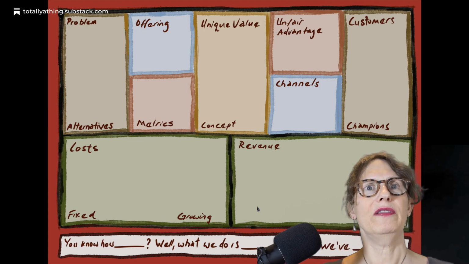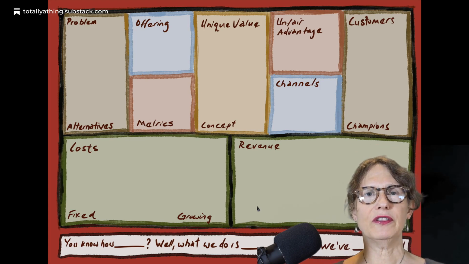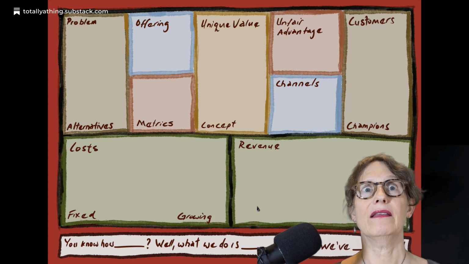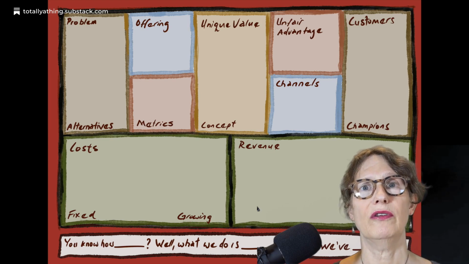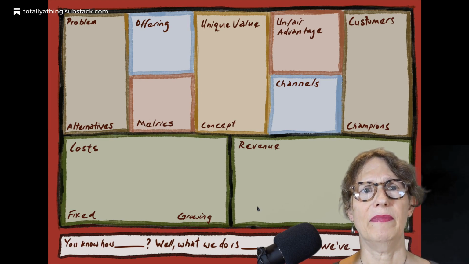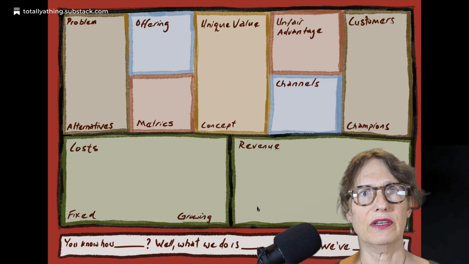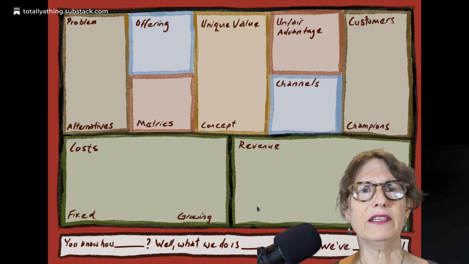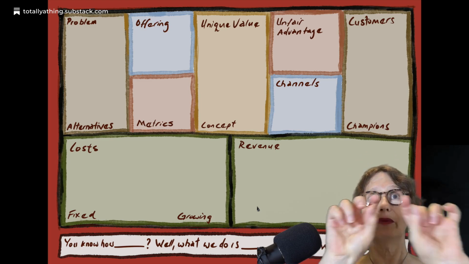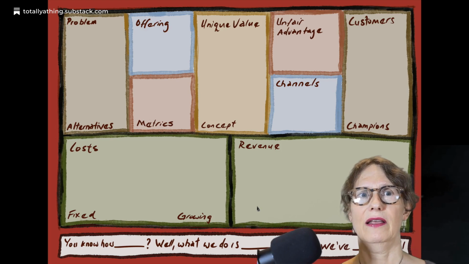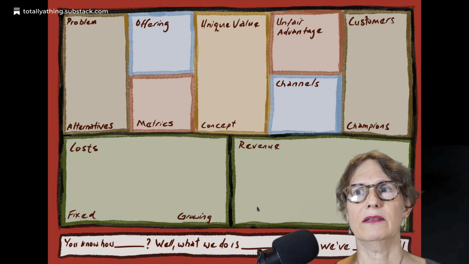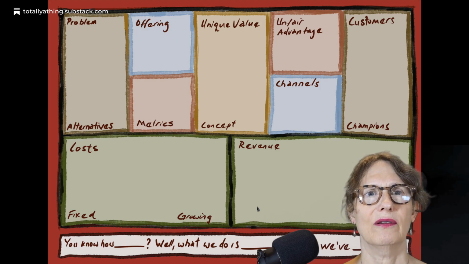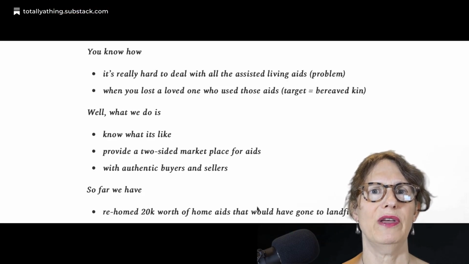All right, so what are we going to put in this document? Well, first thing is nailing that problem, offering, and just the general shape of what your app is going to be. Now, your app has to be a business first. So what I suggest doing, and I've put it at the bottom of the sheet here, hopefully you can see that, right down the bottom, is this bit here. You know how, well, what we do is, and so far we have.